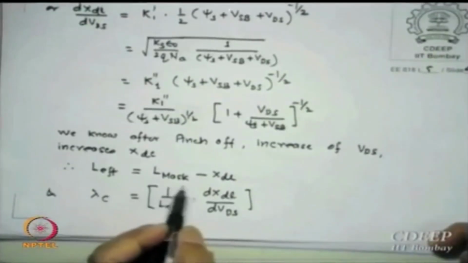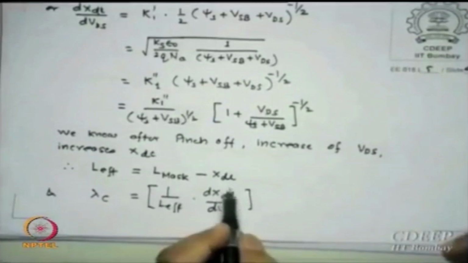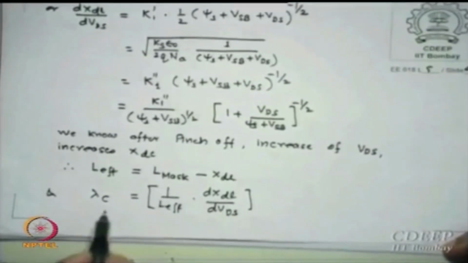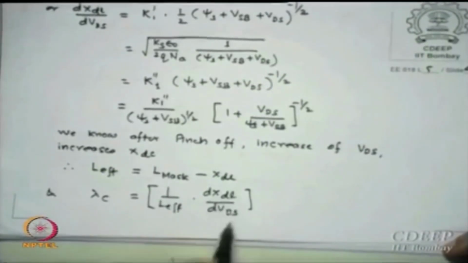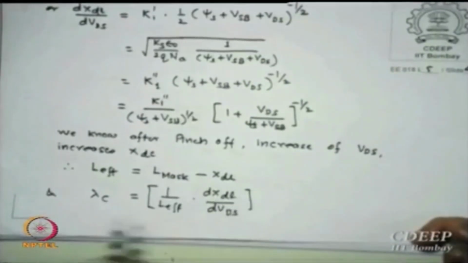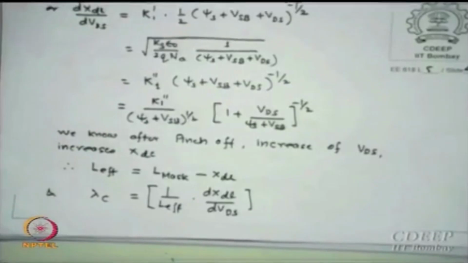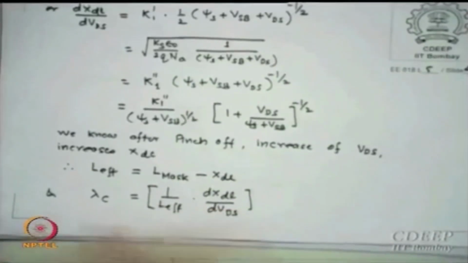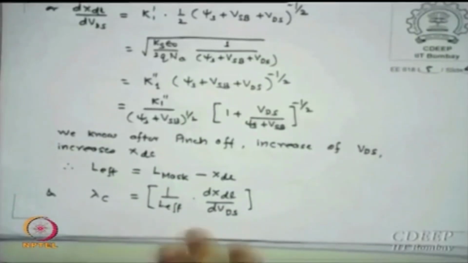So the L effective is L mask, that is the actual channel length you keep, minus the depletion layer. Then we define the channel length modulation parameter lambda as 1 upon L effective times dXDL by dVDS. Is that now clear? Since this is a function of VDS, lambda is a function of VDS. Since dXDL by dVDS is positive and varying, different VDS will have different values, so lambda will also vary with VDS. I did these calculations further, just note this down.